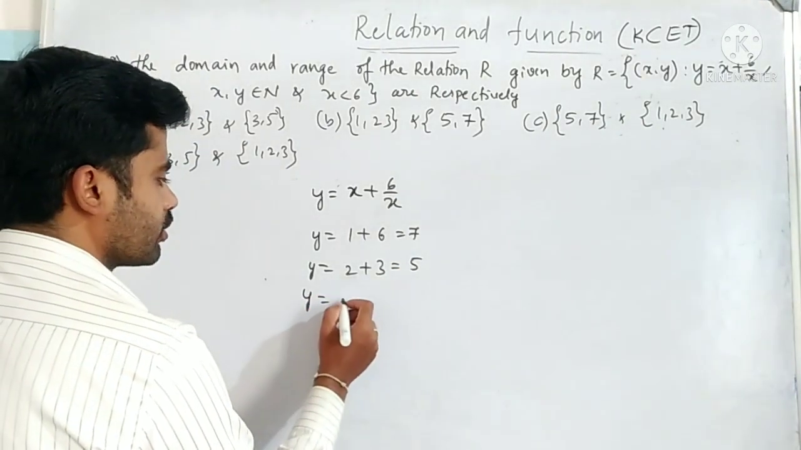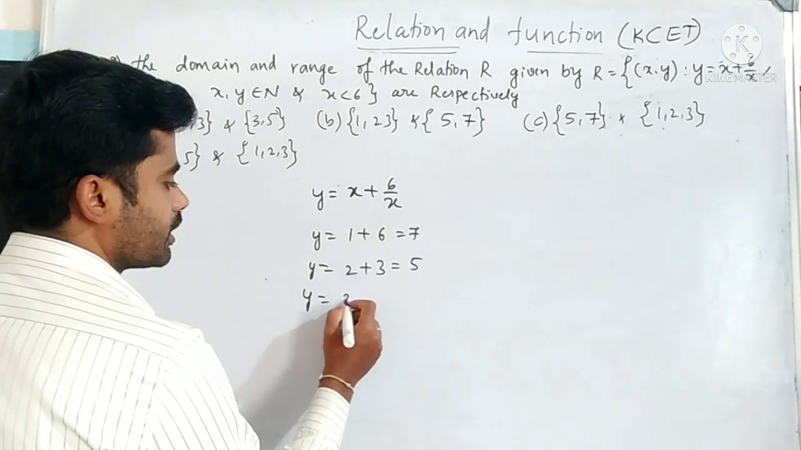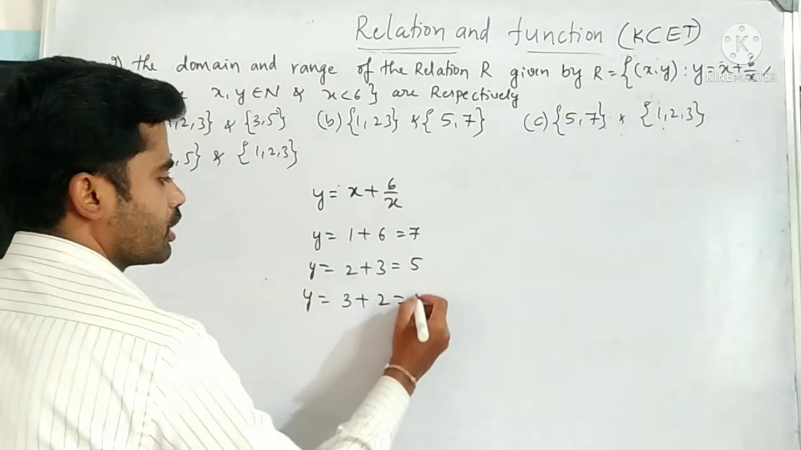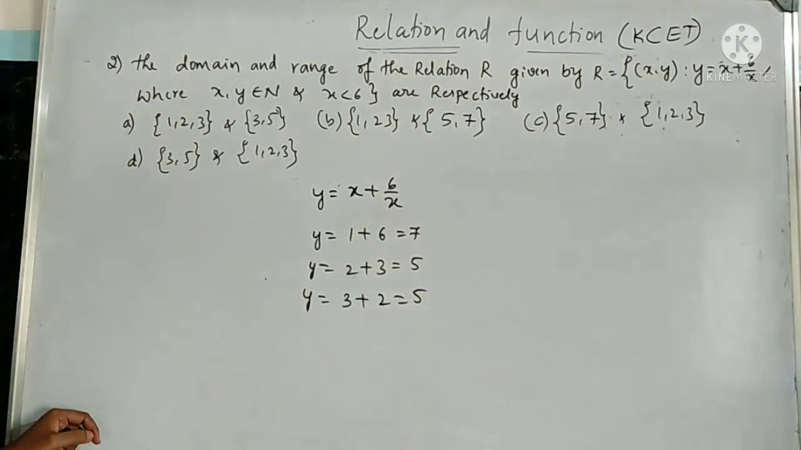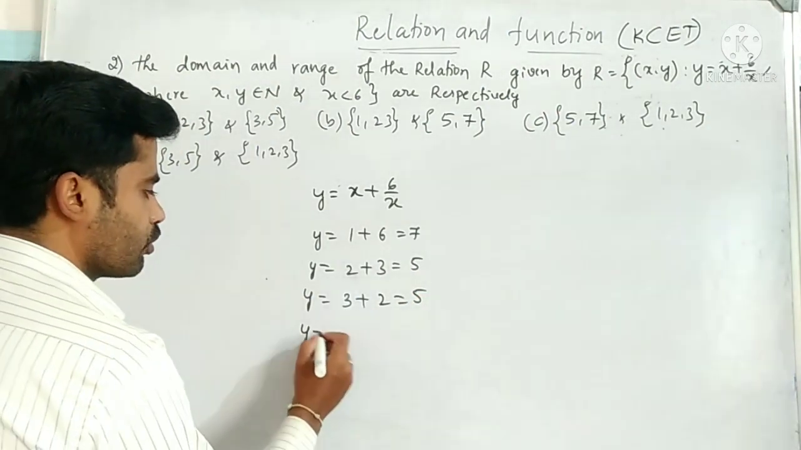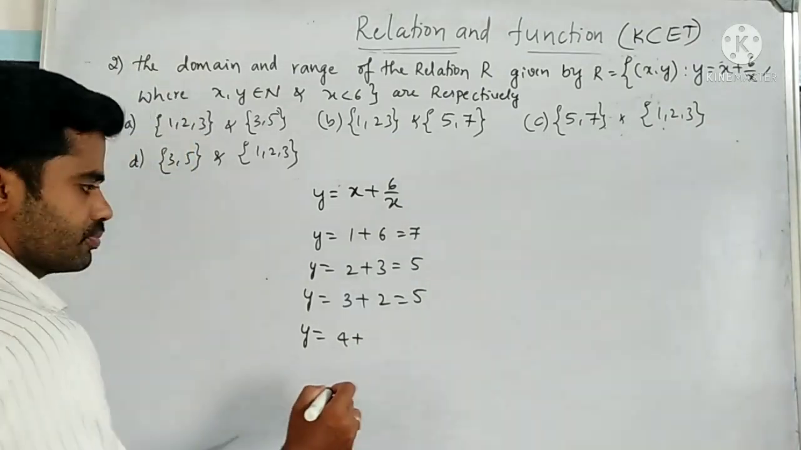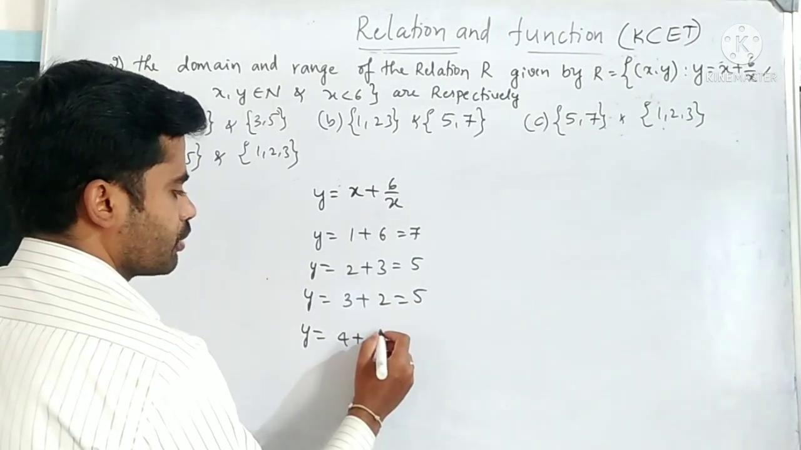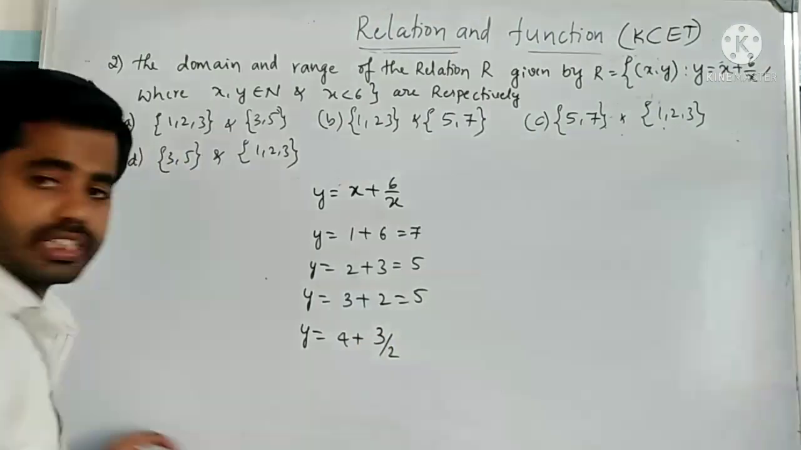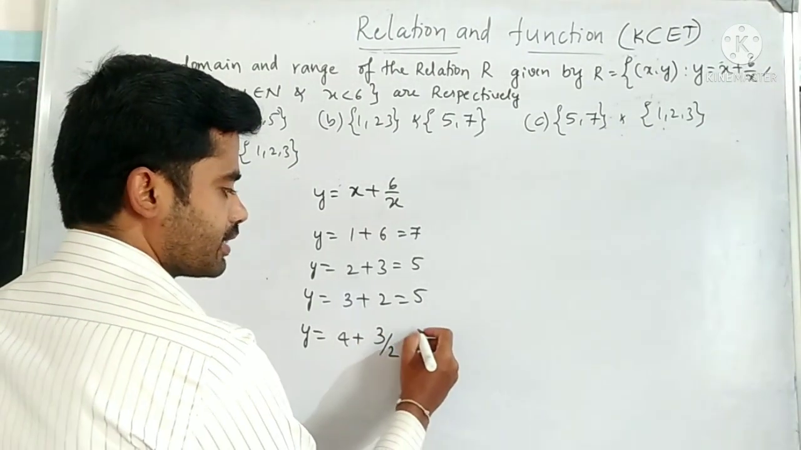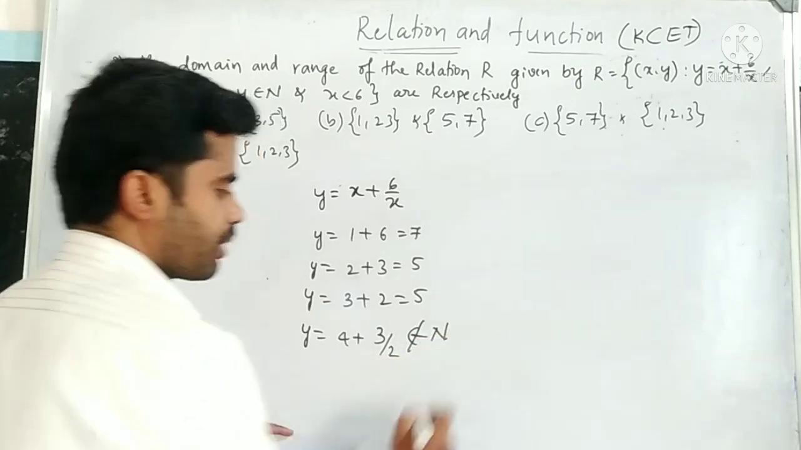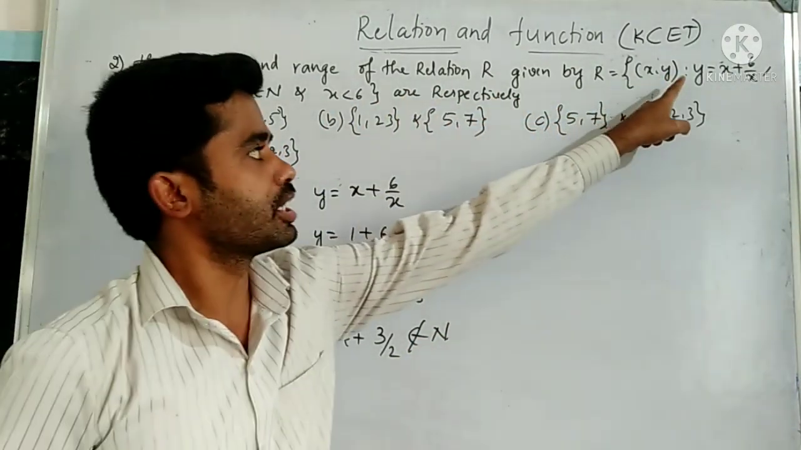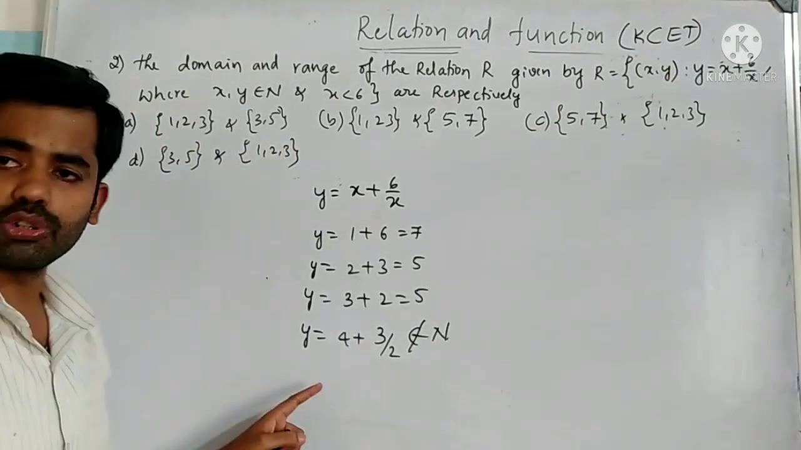Let me check x equal to 3. 3 plus 6 by 3, that is 3 plus 2, nothing but 5. It is also a natural number. Then let me go to 4. 4 plus 6 by 4. That is 6 by 4, nothing but 3 by 2. If we simplify, it is not a natural number. It does not belong to the natural numbers. Hence, it is not satisfying the relation.